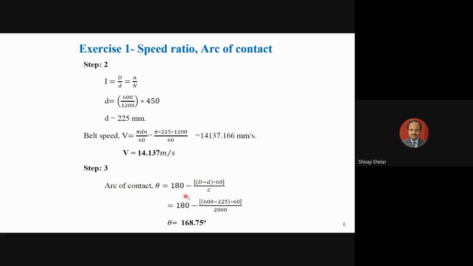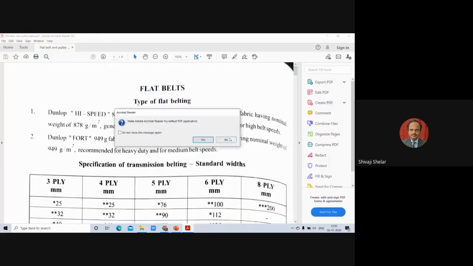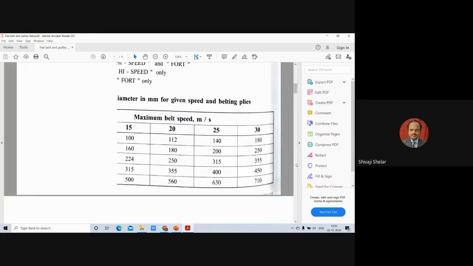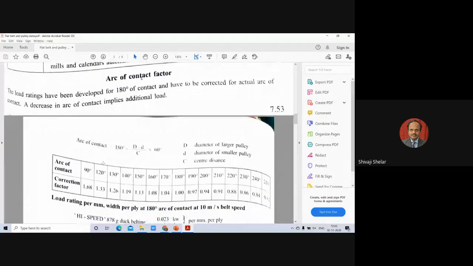Arc of contact, this formula is given in the PHG. So you can get this formula from PHG also. If you don't remember this formula, you can refer to PHG. Yes, this is the formula on page 7.54. Arc of contact angle is equal to 180 degree minus capital D minus small d upon C into 60 degree. This formula we have to use to determine the arc of contact on the smaller pulley. Here we are considering the drive is open drive. We are not considering cross drive here.